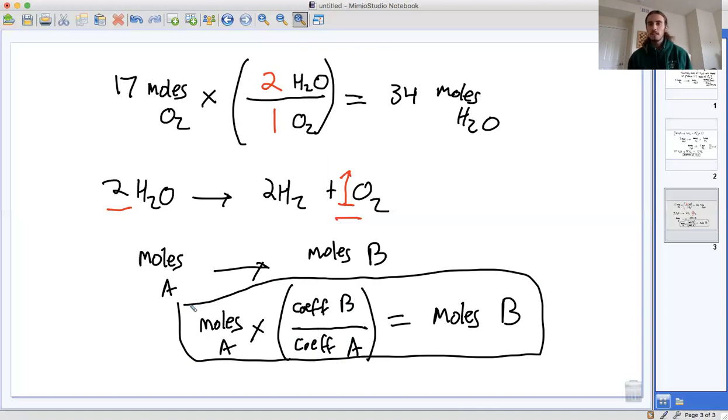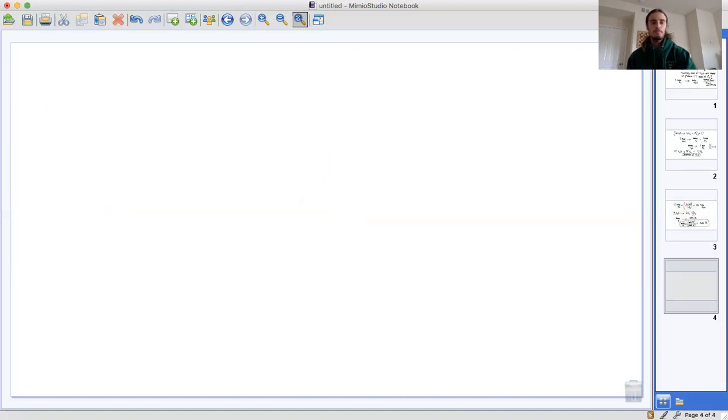All right, now let's take a look at some of those example problems from the quizzes. The first one, we've got, let's see, calcium chloride plus sodium.